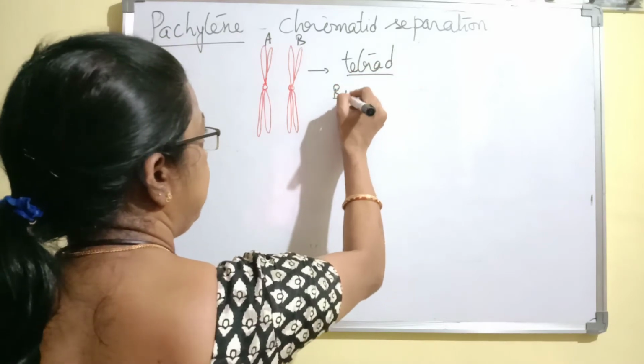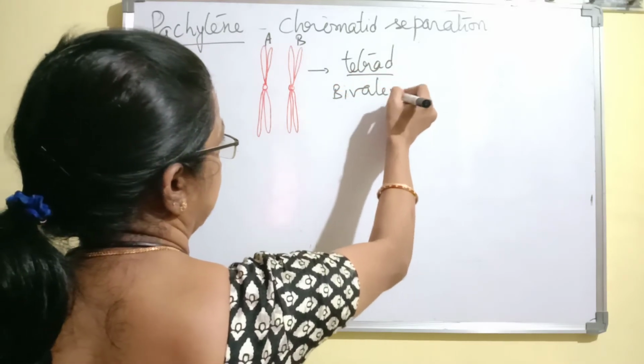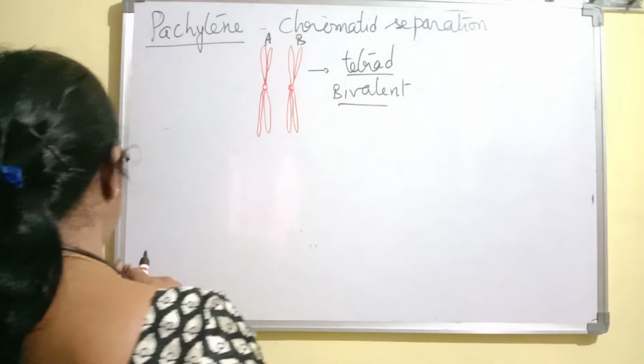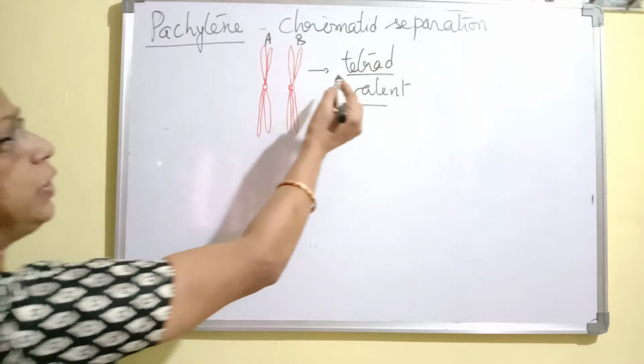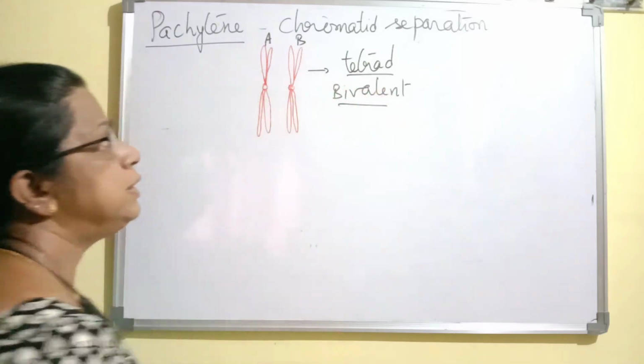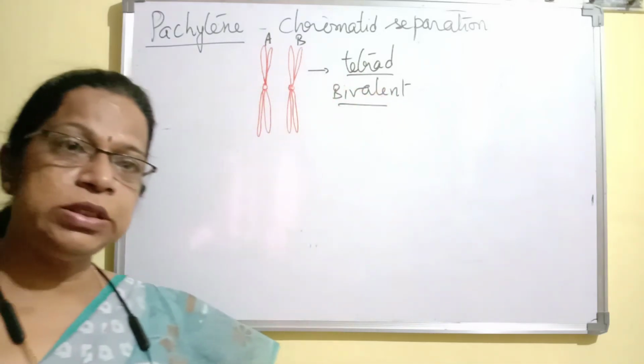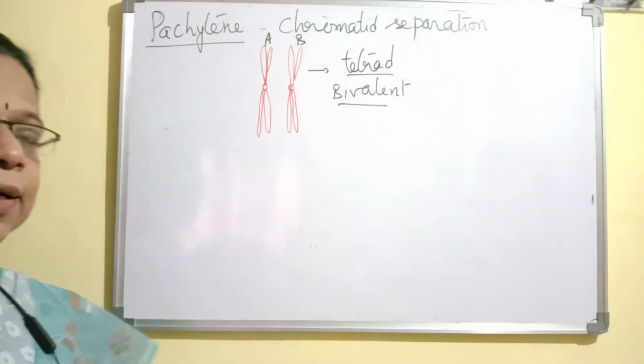It is still a bivalent because there are 2 chromosomes present. A pair is present, so it is still called a bivalent, but it is also called a tetrad because 4 chromatids are very clearly visible. So it is called a tetrad.